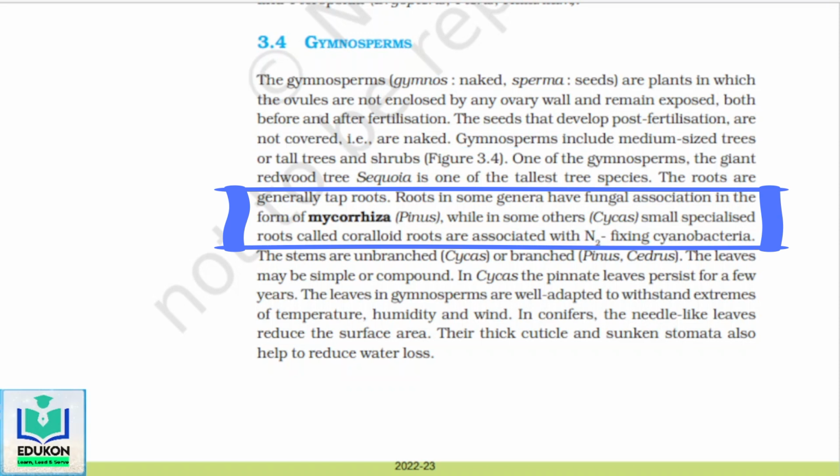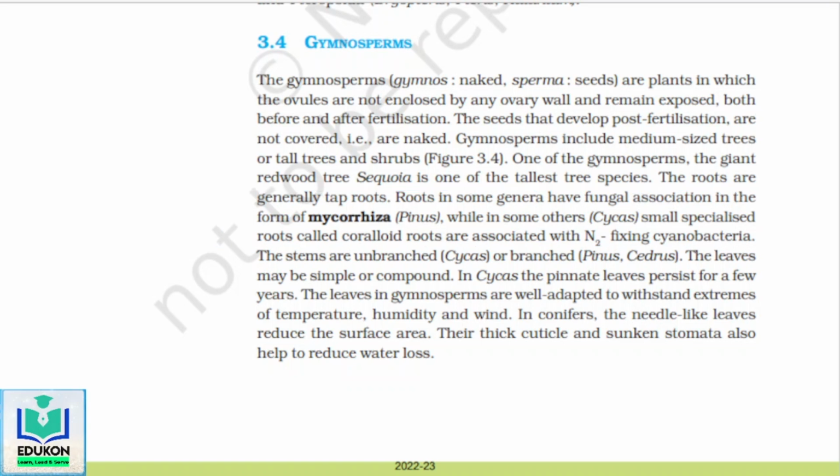In conifers, the needle-like leaves reduce the surface area. For example, if the leaf is large and flat, then the surface area will be higher. If it is needle-like, then it reduces the surface area. Their thick cuticle and sunken stomata also help to reduce water loss. So how are they reducing the water loss? By having this thick cuticle and sunken stomata, where transpiration occurs.